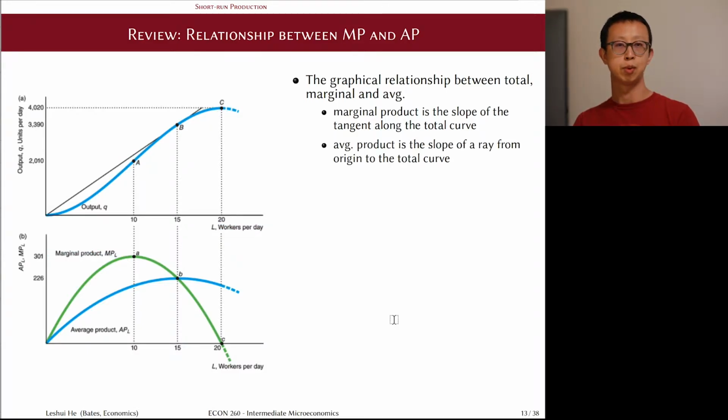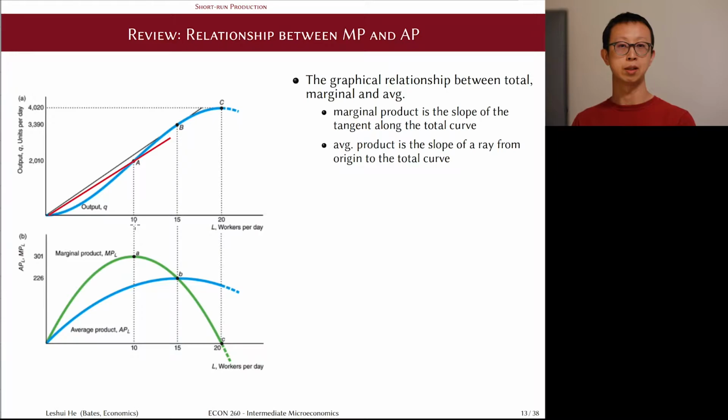Now let's think about the average product of labor. How does the average product relate to the total product curve? Well, the value of the average product at a particular level of labor is measured by the slope of the ray from the origin connecting to that particular point on the product curve. For example, if I draw a ray from the origin and connect it to this particular point A on the total product curve, then the slope of this ray measures the average product of labor at this particular level of input of labor.